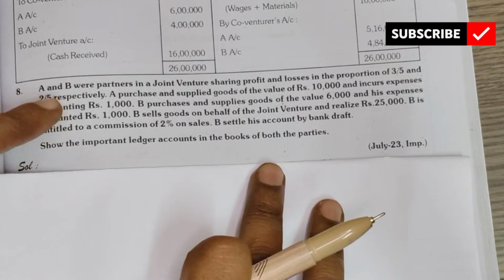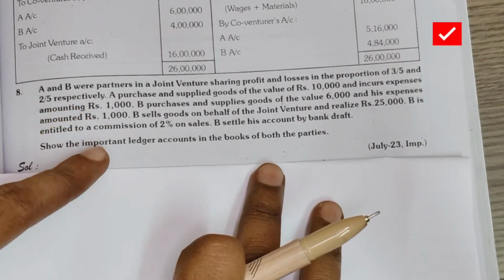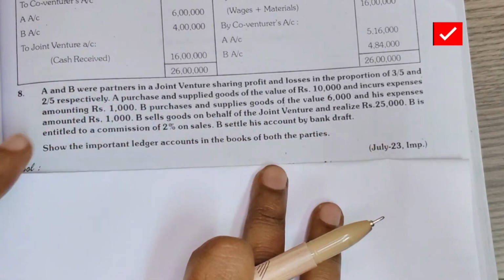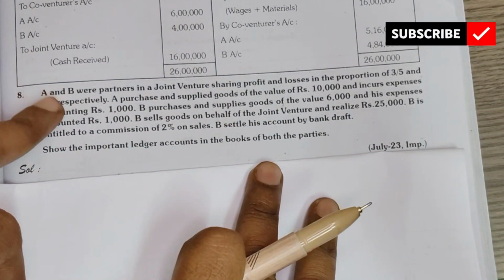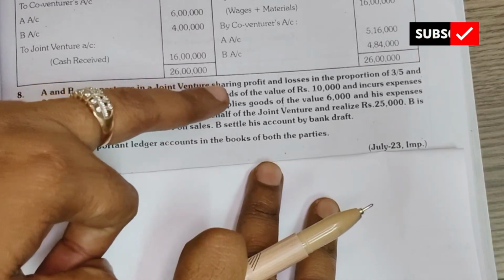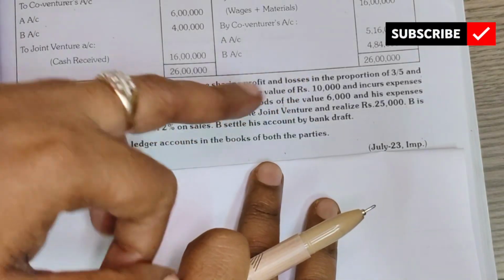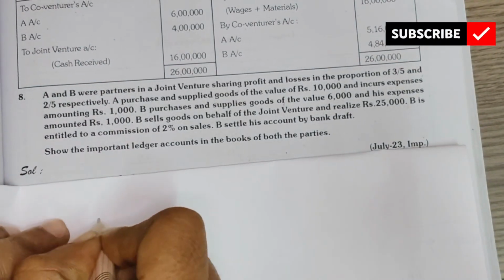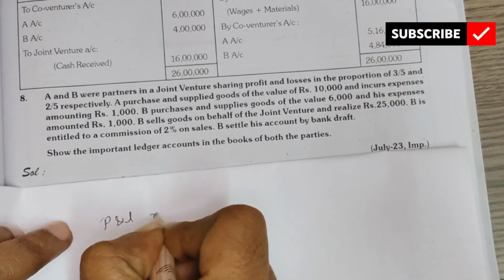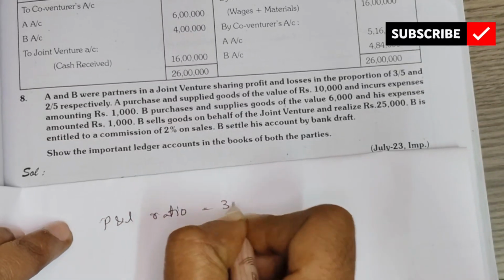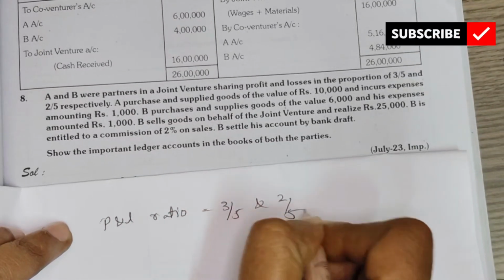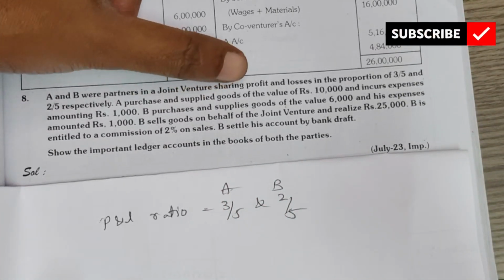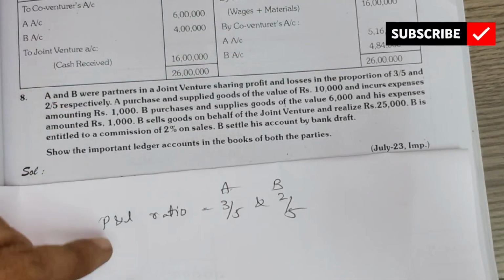Here we have one important question for this method. This question is from the 2023 question paper. A and B were partners in a joint venture, sharing profits and losses in the proportion of 3/5 and 2/5 respectively. I'm writing here as rough work: profit and loss sharing ratio is 3/5 and 2/5, A's share and B's share. A purchased and supplied goods of the value 10,000 rupees.